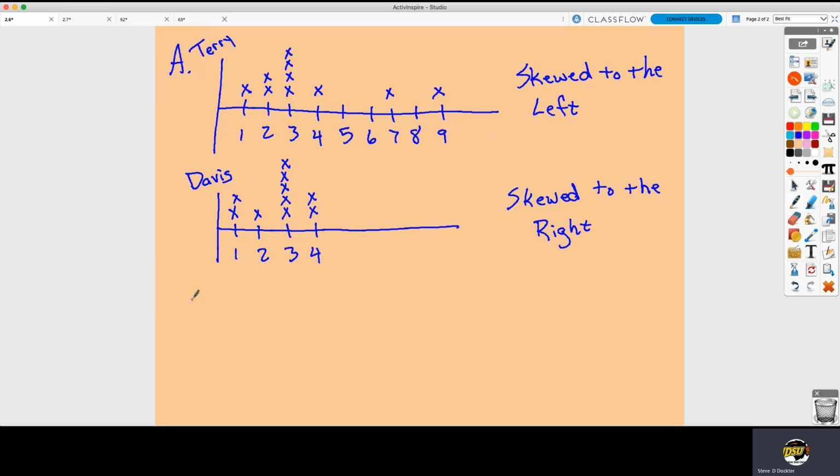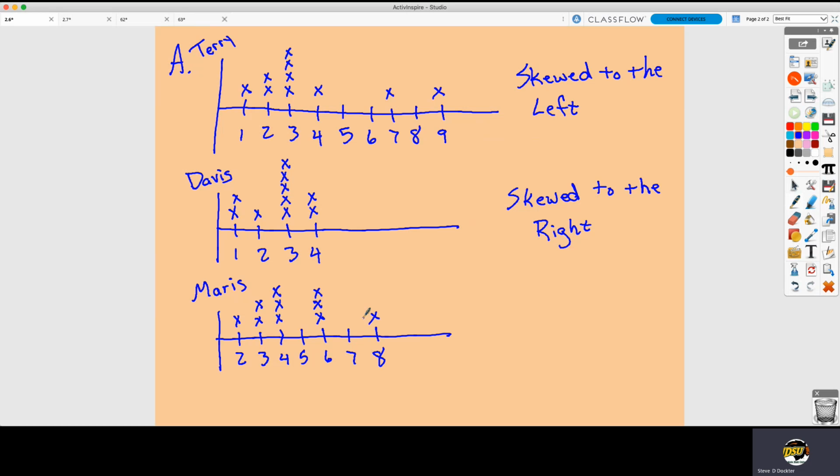And then for our last one, for Maris, we have data points here, let's see, 2 through 8. So we have 1 2, 2 3s, 3 4s. We have 3 6s. And we have an 8.